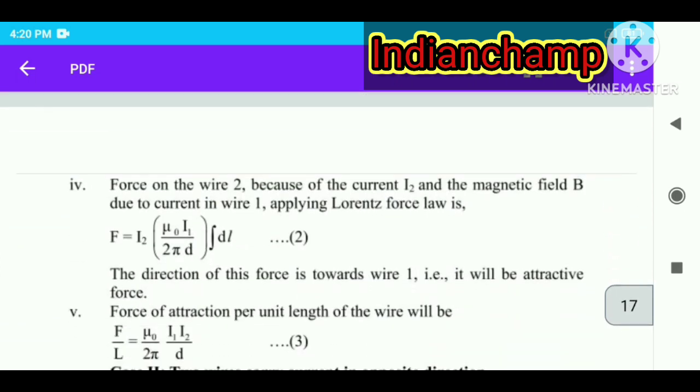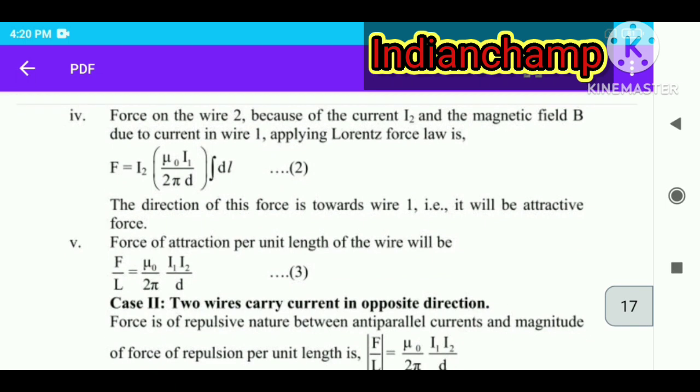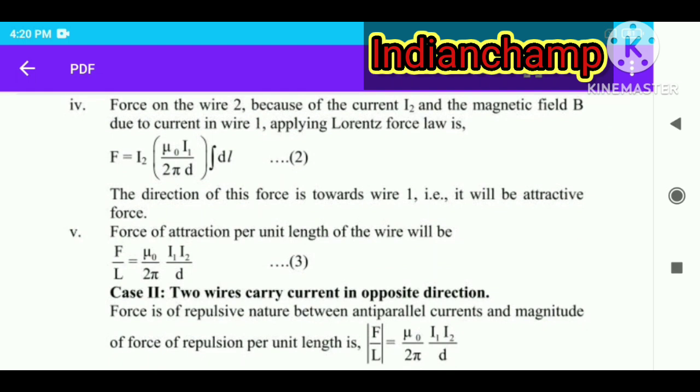Fourth, the force on wire 2 because of the current I2 and the magnetic field B due to the current in wire 1, applying the Lorentz force law, is F equals I2 into bracket mu0 I1 divided by 2 pi d bracket into integration dl. Equation second. The direction of the force is towards wire 1, that is, it will be an attractive force.